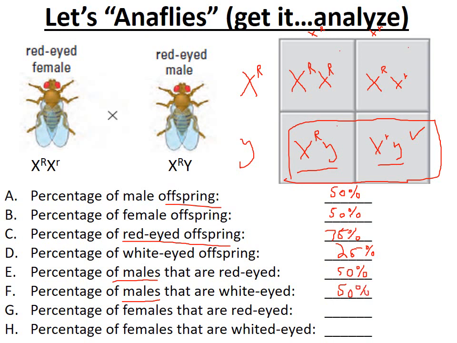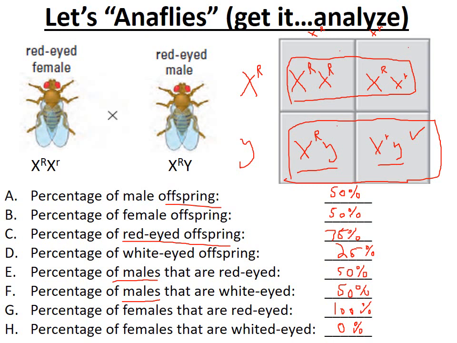Percentage of females that have red eyes. So let's just look at the females. They both have red eyes. 100% of females have red eyes, and 0% have white eyes. So you need to read the questions carefully, especially when you're studying genetics and probabilities.